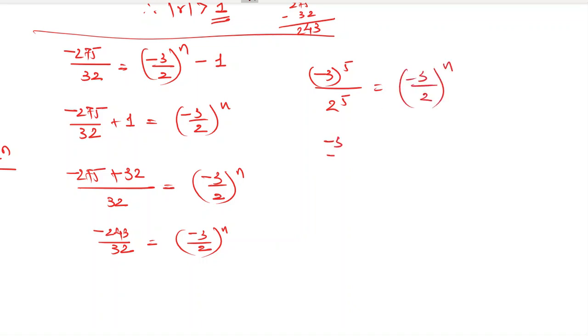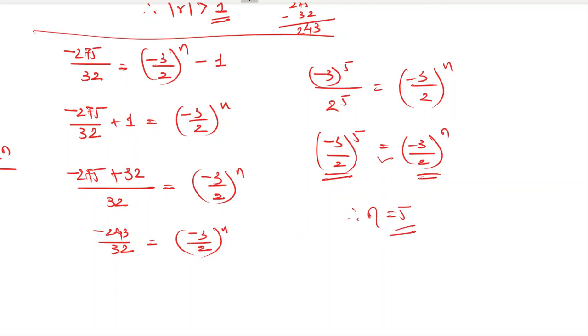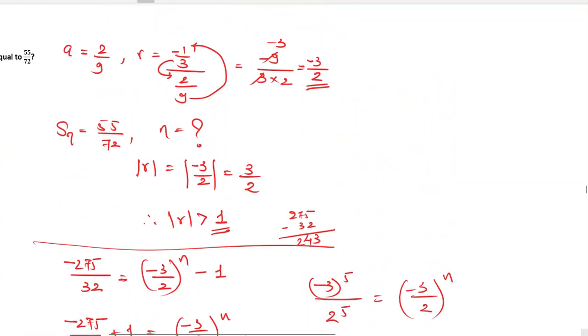So minus 3 by 2 the whole raised to 5 is equal to minus 3 by 2 the whole raised to n. Now the bases are the same, minus 3 by 2. So the powers must be equal, because there is an equal to sign in between the exponents here. Therefore n is equal to 5. So the sum of the first 5 terms is equal to 55 by 72 in the given GP. So this is how you solve this question.